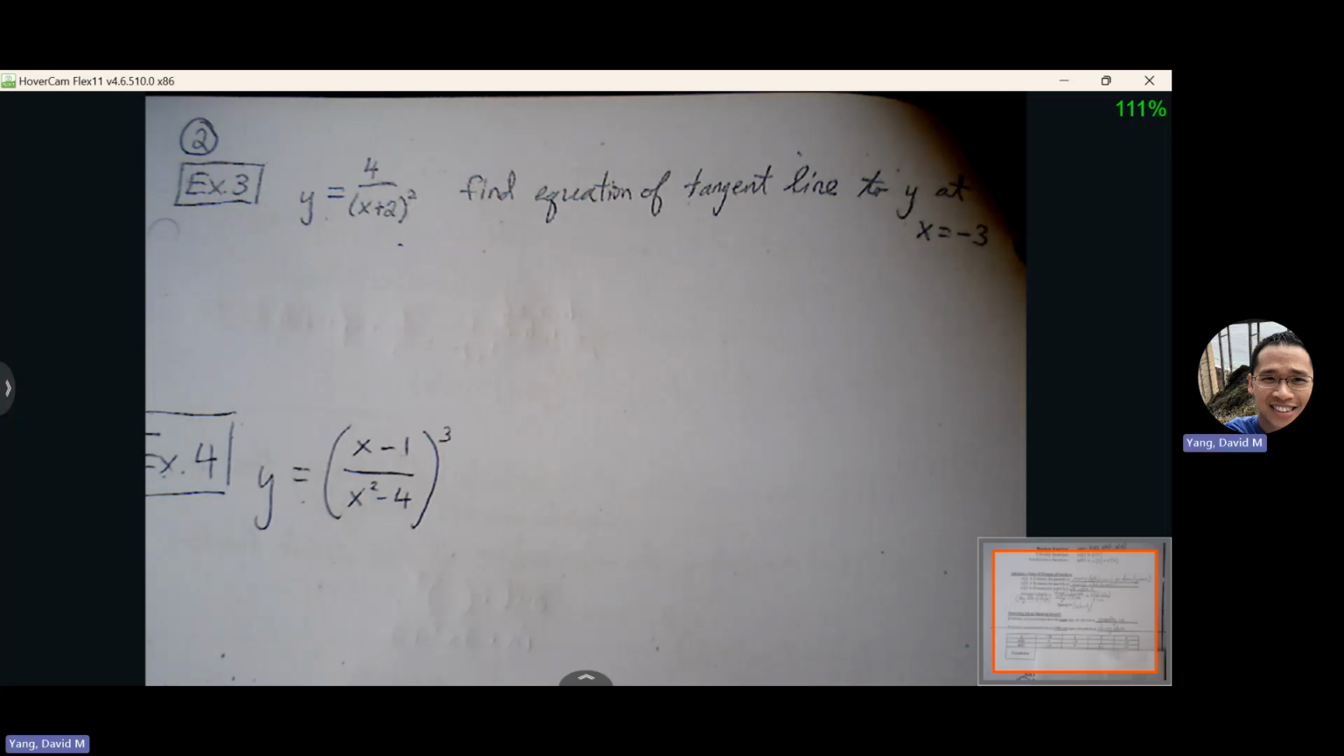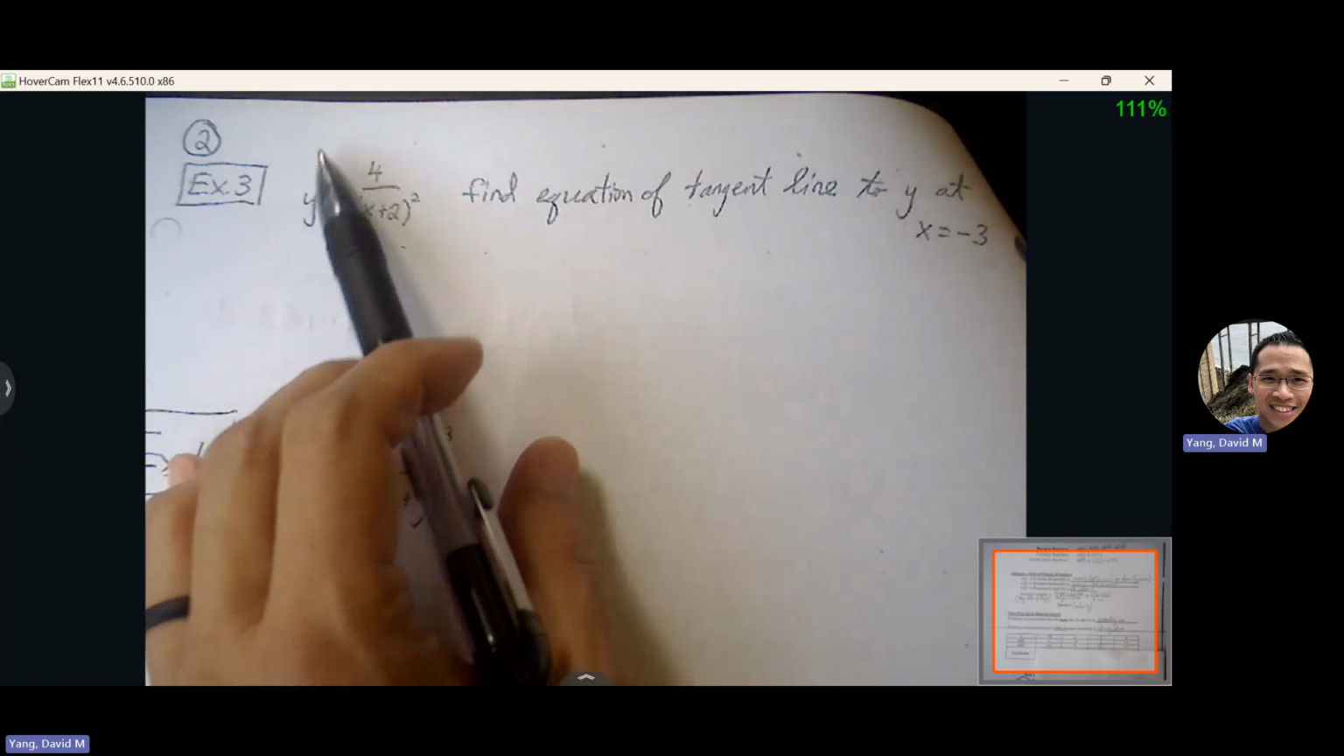Find the equation of the tangent line of the y at x equals -3. So we know that ultimately tangent line is finding order pair and finding slope. Slope comes from the derivative. So let's go ahead and build the derivative.